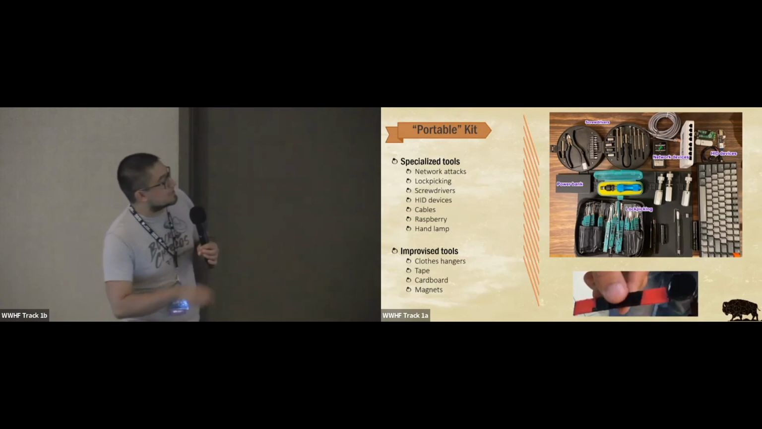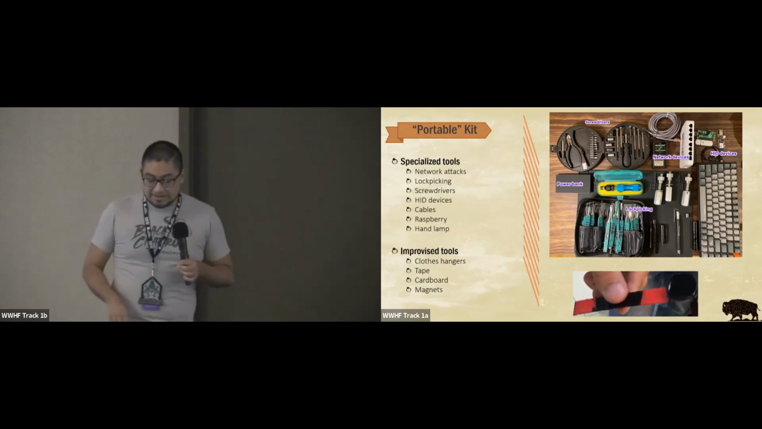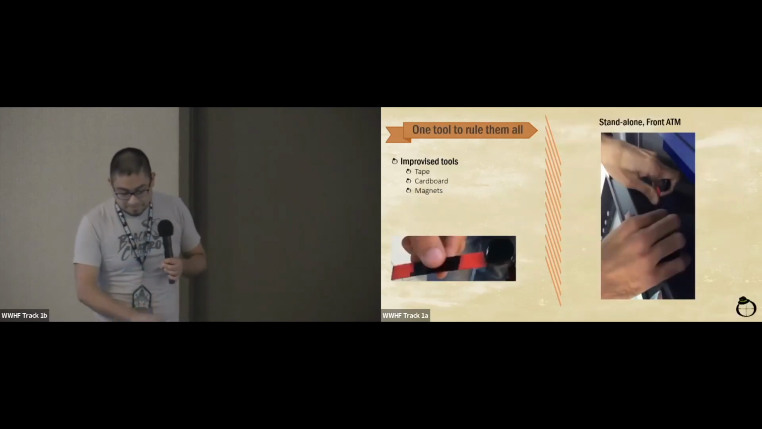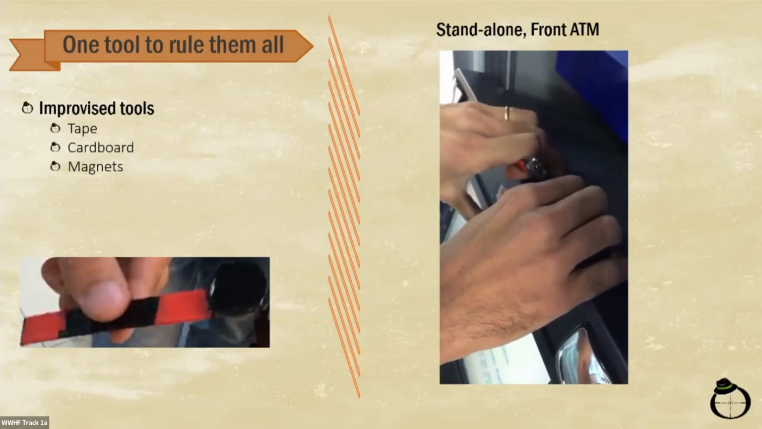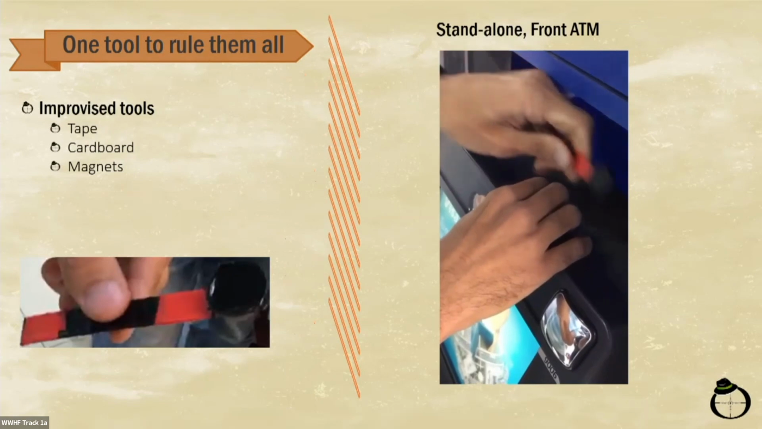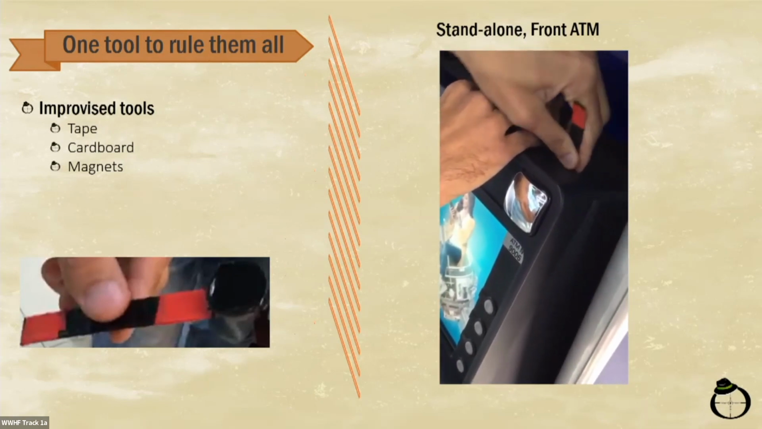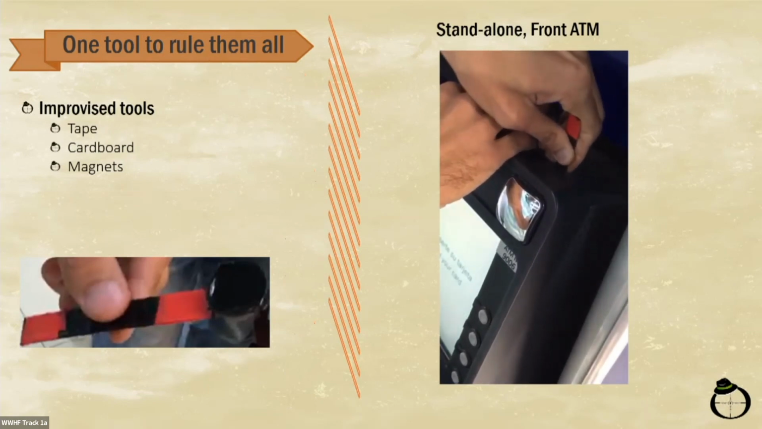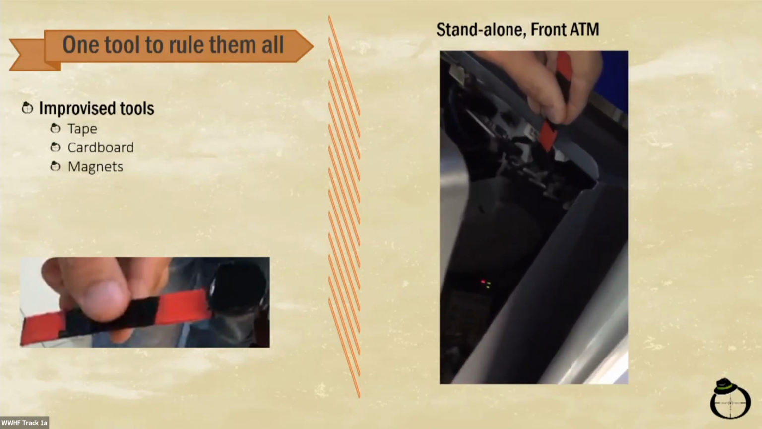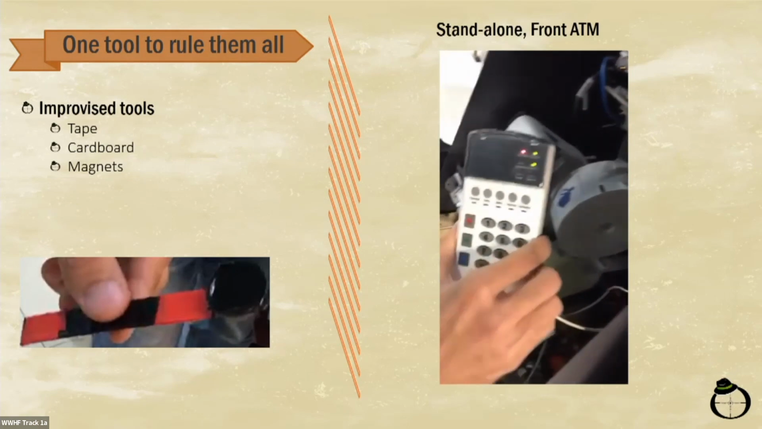The red one is the cardboard, the tape, and the circle is the magnet, and we use it to do something, and I'm going to show you what. Here I set the cardboard to open the ATM. I don't have a key, I don't have locks, and now I'm using the magnet to bypass the sensor. So just with cardboard, tape, and magnet. This was one tool to run them all.